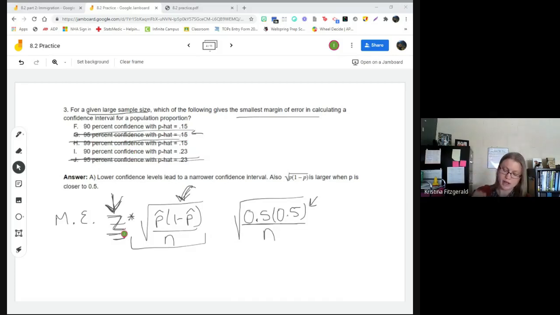So then the only thing we have is these two things. So for this one, we have different P hats. What we want to remember is that this part of my formula is going to get bigger and bigger and bigger the more P hat gets closer to 0.5. Like this is as big as it could ever be. So we always want a small P hat. The smaller the P hat, the smaller this number will end up being. So we want option F or A.